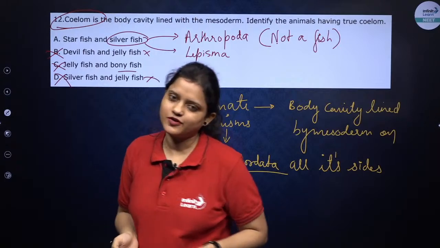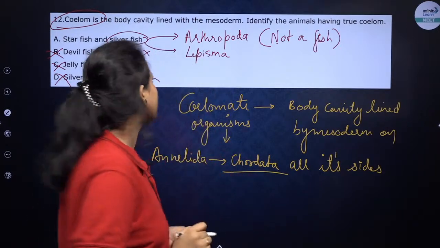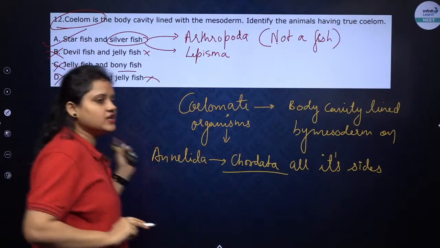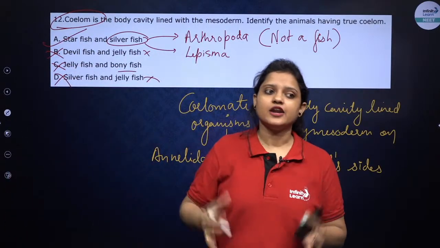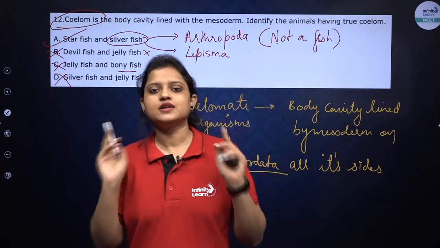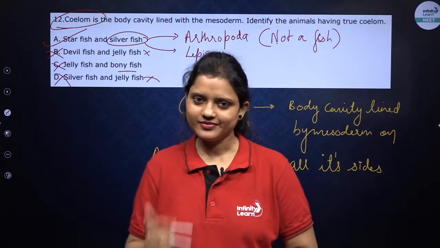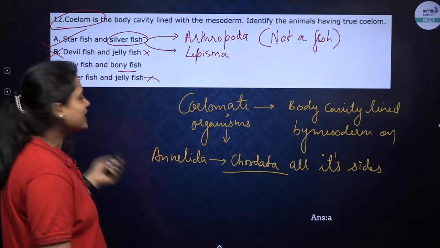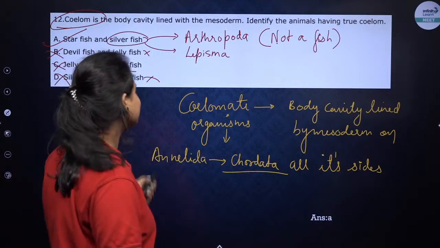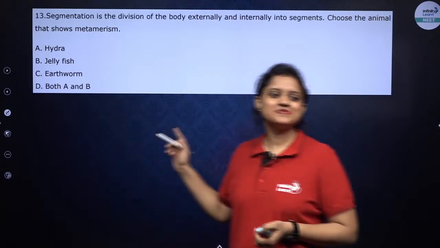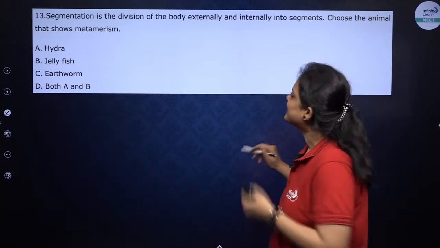So the correct option for this question will be, बता दो in the chat फटाफट. Correct option is starfish and silverfish, because starfish is an Echinodermata and silverfish is an Arthropoda and दोनों के पास होता है true coelom. Clear everyone? Yes, correct option was C. Yeah, correct option was A, not C. बता दिया मैंने, उसके बाद भी C लिख रहे हो, है ना? Let's move on to our next question.